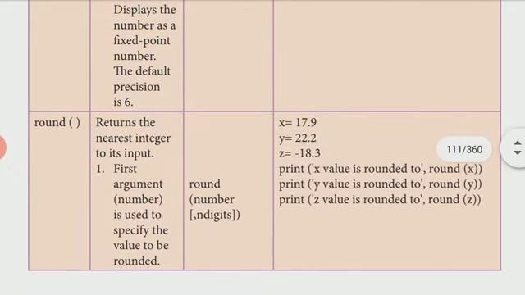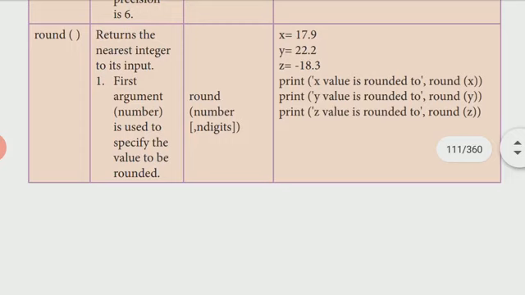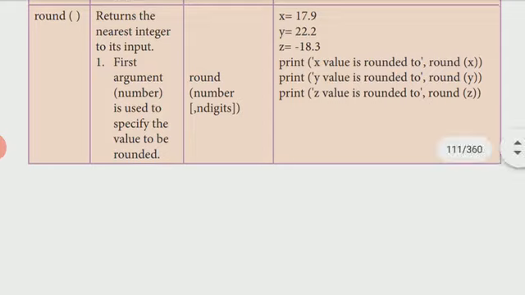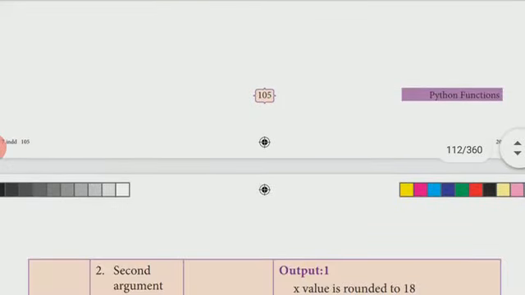The next function is the round function, that is to round numbers. It will return the nearest integer, that is round, number comma n digits. We want to give the number. For example, x equal to 17. See here, print x value rounded, round of x. What will be the answer? The rounded value is 20. The same way, 22.2, the rounded value is 22. Like that, it will display the rounded numbers.